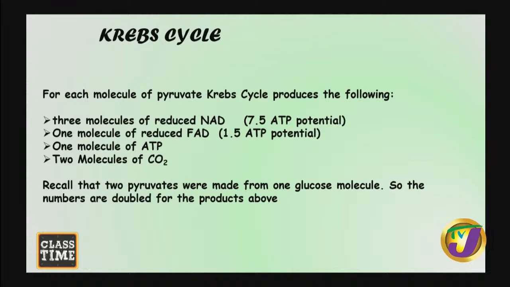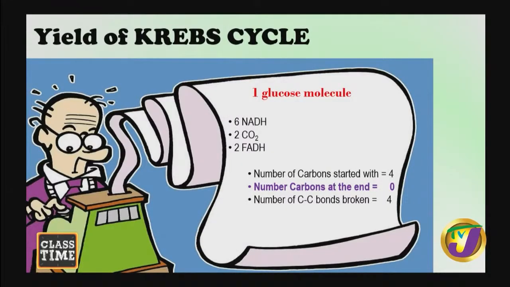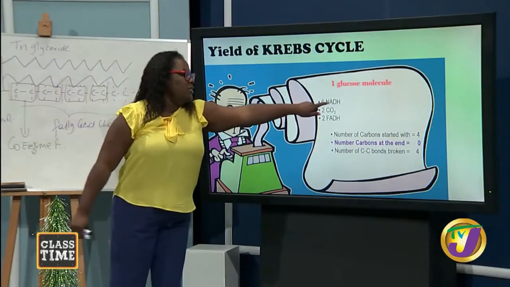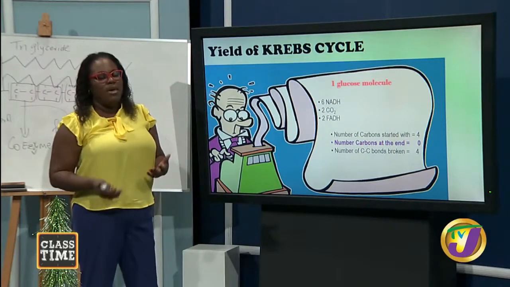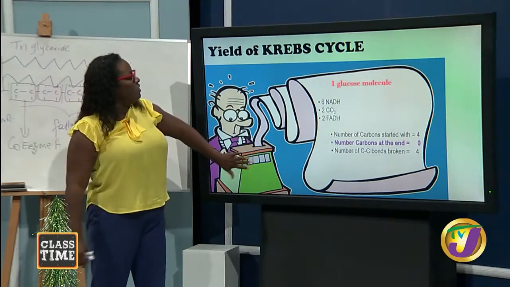So the numbers you're seeing above should be doubled for the full tally, which we have here. So by the end of Krebs cycle, you have made all of these NADH and carbon dioxide and FADH. And please note, by then, there's no more carbons from the original glucose molecule to contend with. So now we are going to focus on making more ATP, but this time, we are going to be looking at all of those reduced NAD and reduced FAD that were made in the previous stages.